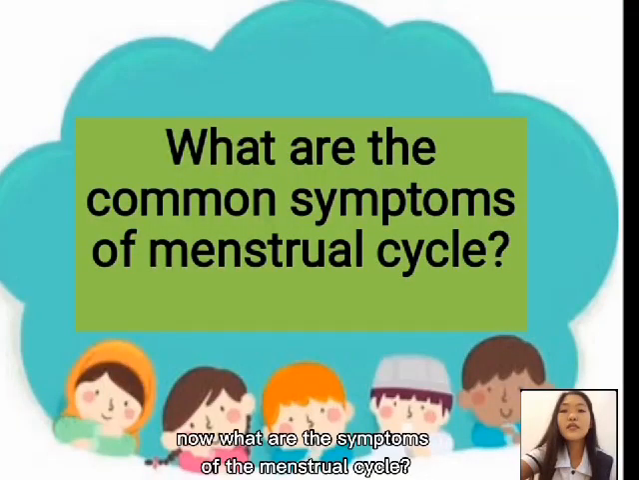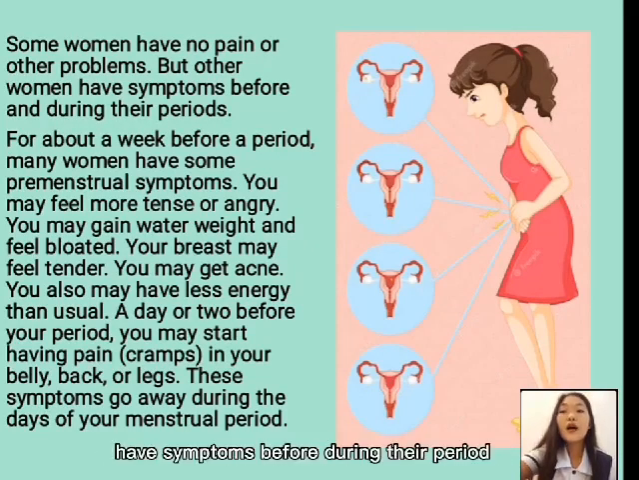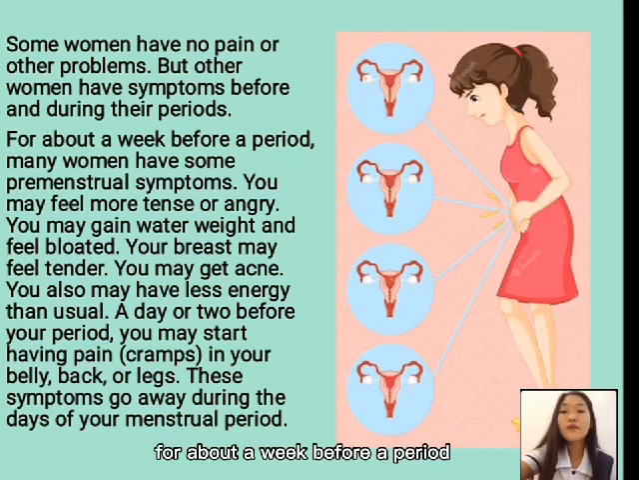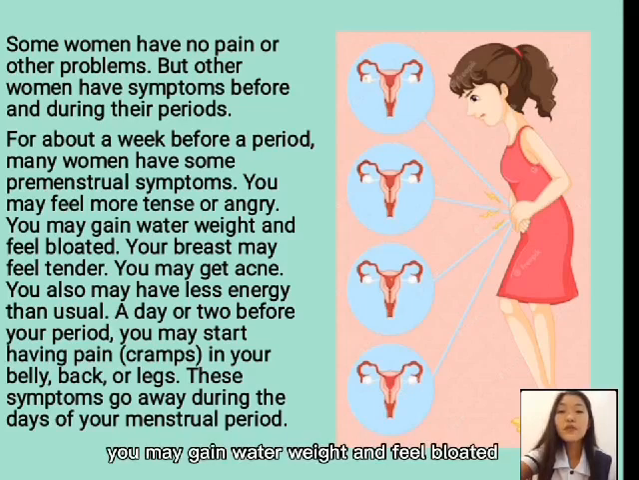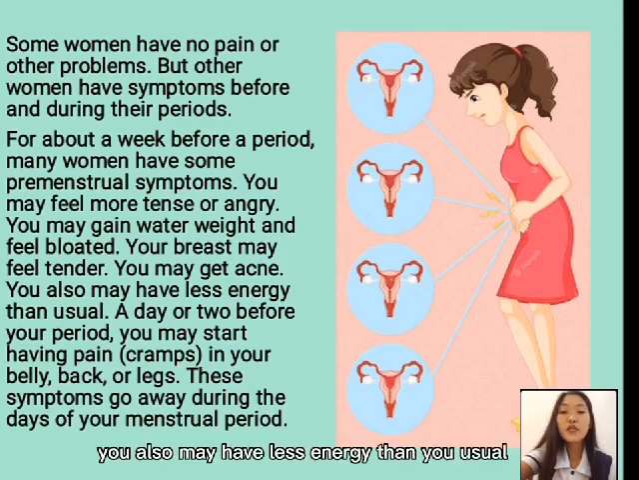Now, what are the symptoms of the menstrual cycle? Some women have no pain or other problems, but other women have symptoms before or during their period. For about a week before a period, many women have some premenstrual symptoms. You may feel more tense or angry. You may gain water weight and feel bloated. Your breasts may feel tender. You may get acne. You also may have less energy than usual.